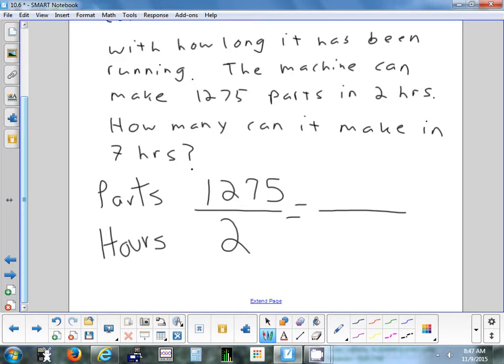Now, over here, what's going to be my unknown? Jay, what's going to be my unknown? My parts or my hours? My parts, right? So will it be on the top or the bottom? Top. I'm just going to put X. You okay with that? On the bottom is going to be what? 7 hours. Good, Michaela. There it is. What do I do now?